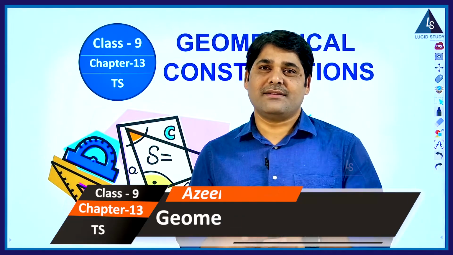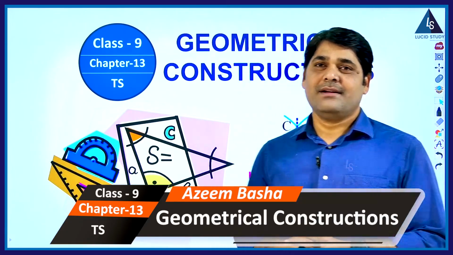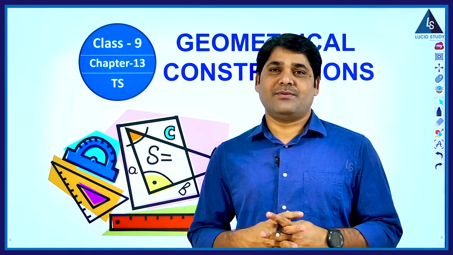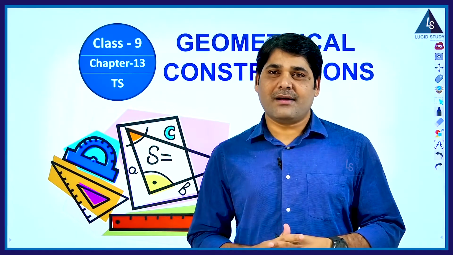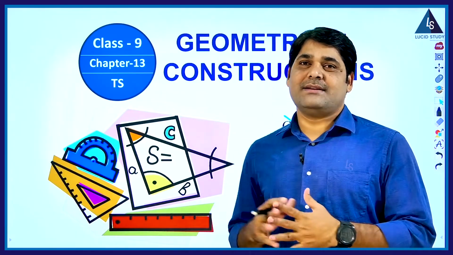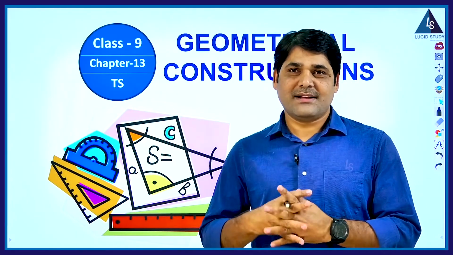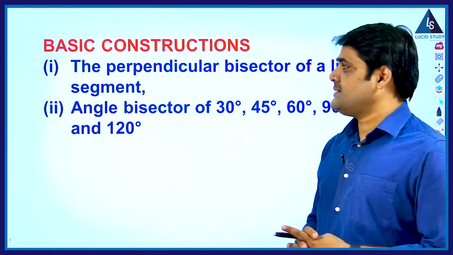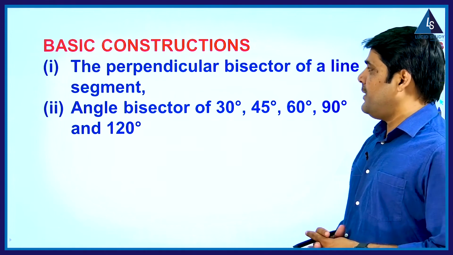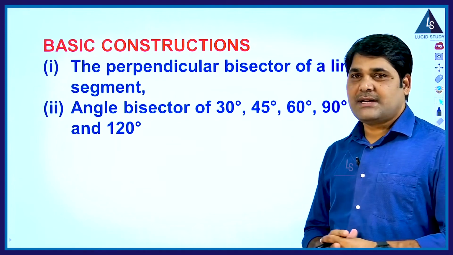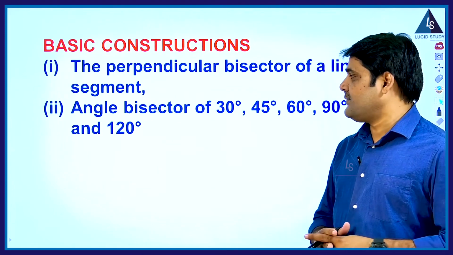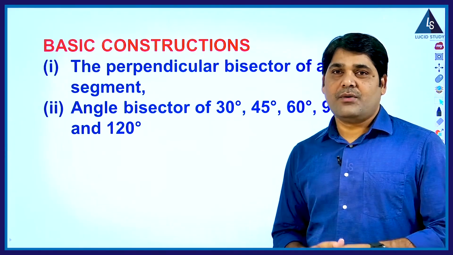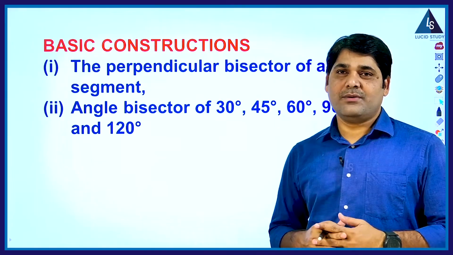Today we are going to discuss an interesting chapter, that is Geometrical Constructions. I know everybody's favorite chapter is Geometrical Constructions. So let us see some more constructions in this class. Okay, so we are going to discuss the basic constructions now. The first one is the perpendicular bisector of a line segment, and angle bisectors of 30 degrees, 45 degrees, 60 degrees, 90 degrees and 120 degrees. That is what we are going to learn.